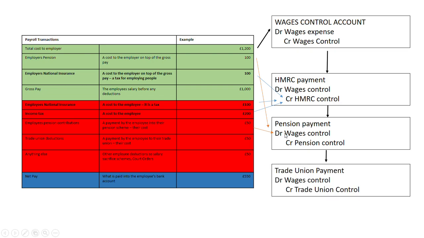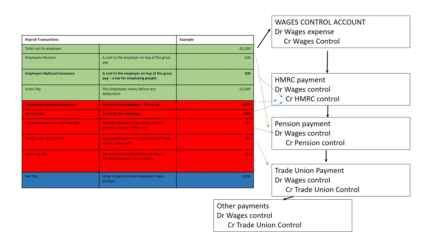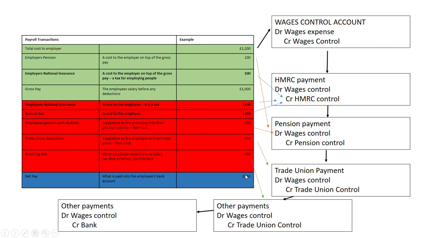We're going to have a trade union control, and that's going to be the £50 there. I've got an other payments one. I call it trade union control as well, but whatever you decide to call it. And that one will go into there. Then we've got this last one here, which is the net pay, and that's going to be paid from the bank account. So debit the wages control, credit the bank, and that's that one.